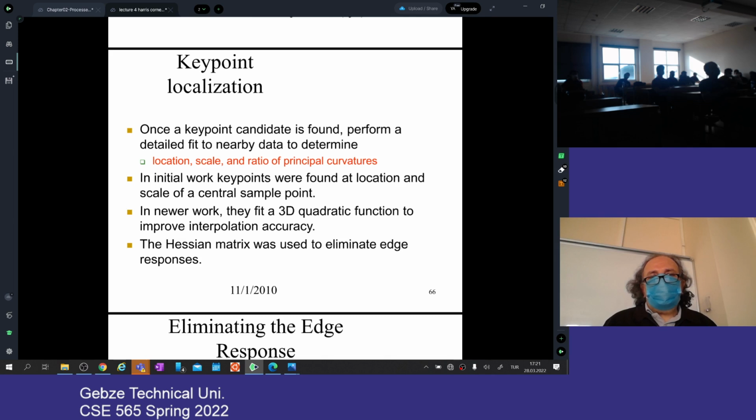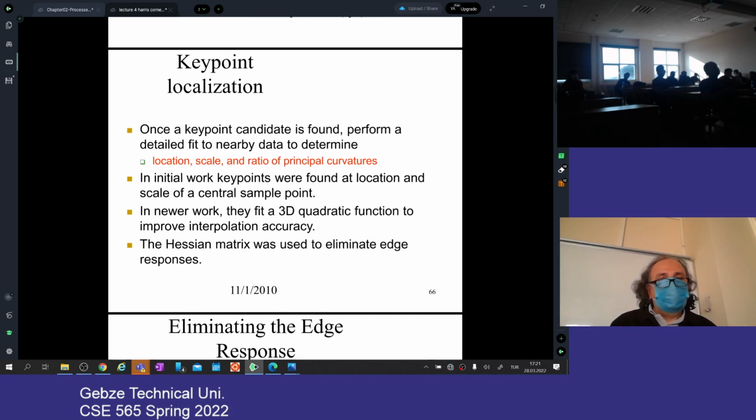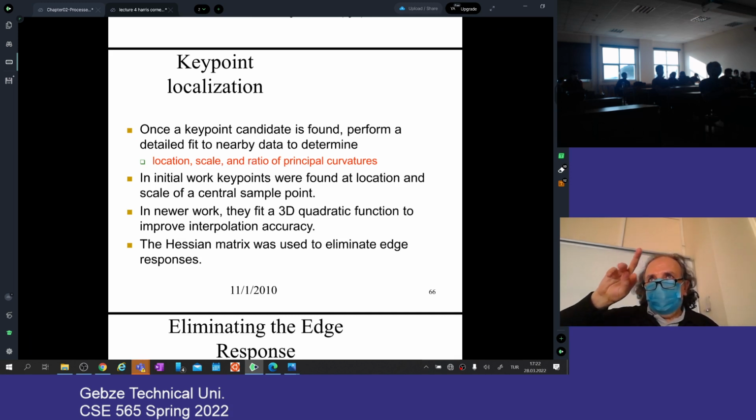So that will be the key point localization. I found my key point. I know its location. I know its scale. Previously, in the Harris corner detector, I only had the location and rotation, not the scale. Now I have the scale, I have the location. The ratio of the principal curvatures is, again, that lambda 1, lambda 2 thing, and the rotation matrix. And that will be the key point localization.